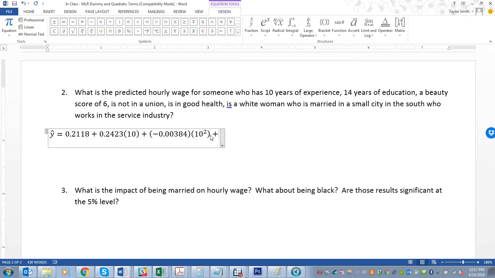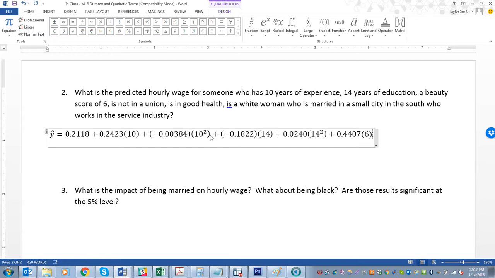The next thing we have is education, which is a negative 0.1822 times the value of education. She has 14 years of education. Okay, plus 0.0240. That's the coefficient on education squared times her education squared, so 14 squared. Okay, plus her looks, 0.4407 times her look score, which is 6.